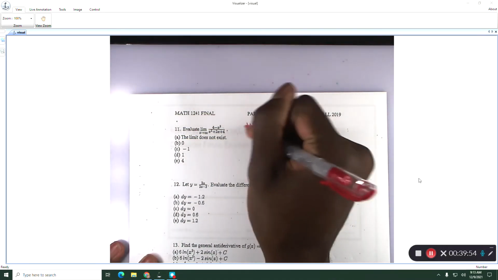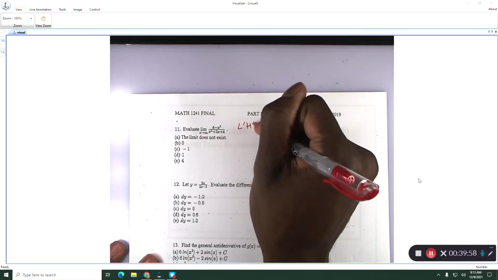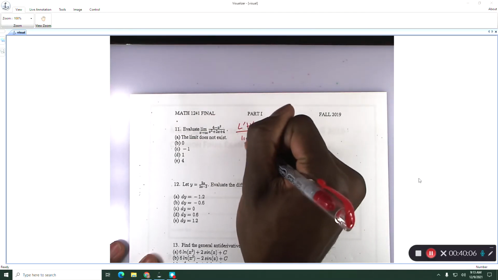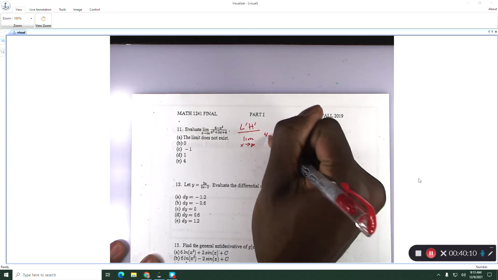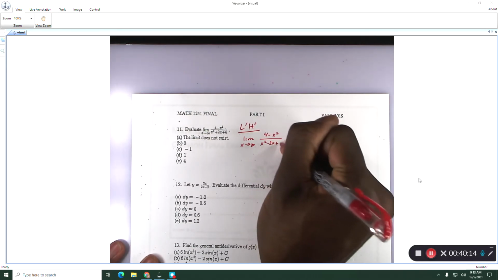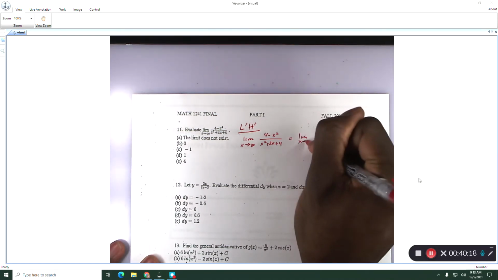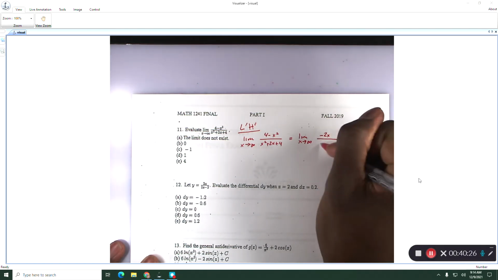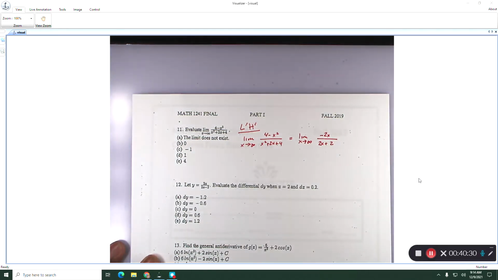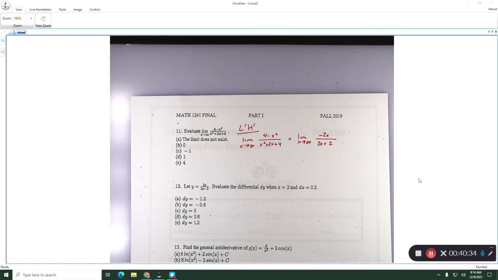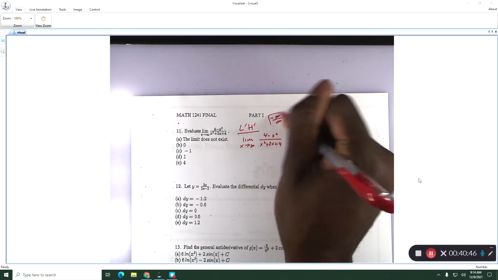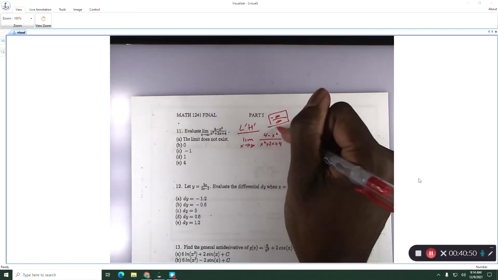L'Hopital, I'm just going to use LH for short. So the limit as x approaches infinity of 4 minus x squared over x squared plus 2x plus 4 is going to be the same as the limit as x approaches infinity of negative 2x over 2x plus 2. Where I messed up at the beginning is I didn't substitute infinity in. But if I substitute infinity in for this function, I'm just going to get negative infinity over infinity. That's what we call indeterminate. So if I substituted into the first one, I would have gotten that.